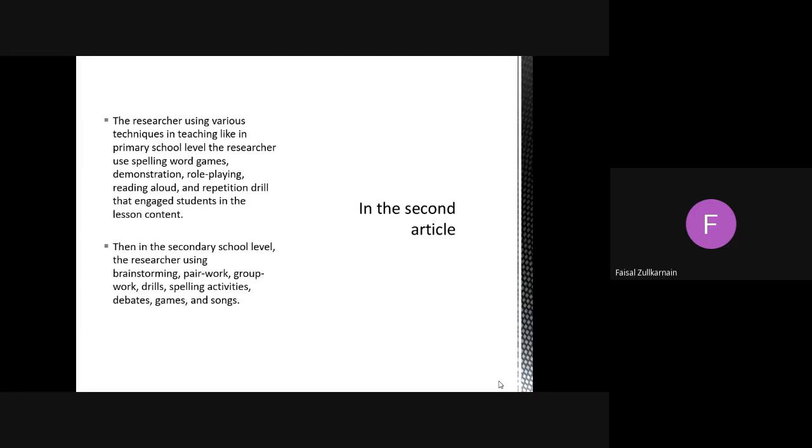Then, in the secondary school level, the researcher used brainstorming, pair work, group work, drills, spelling activities, debates, games, and so on. All right, I think that's all from our group.